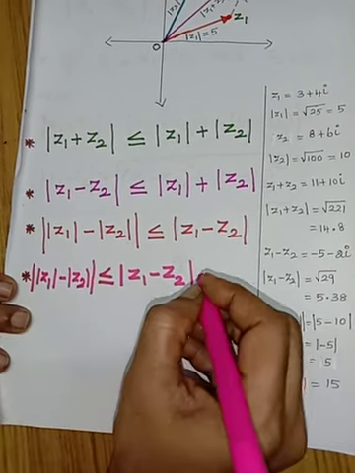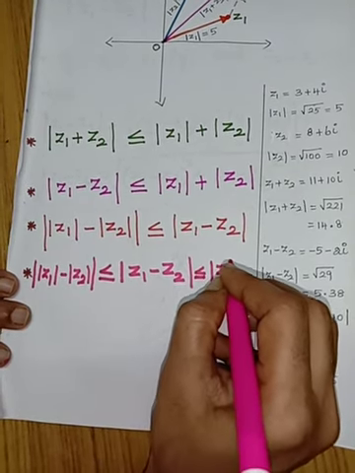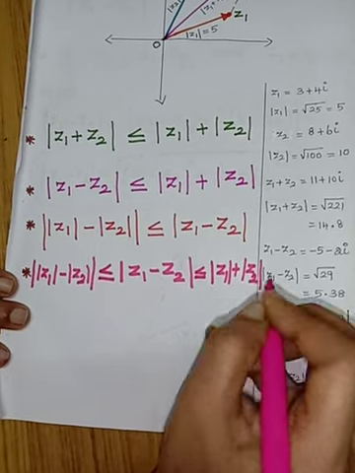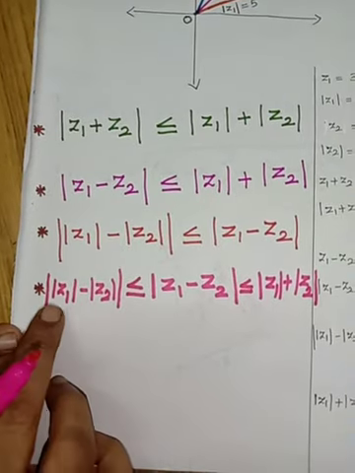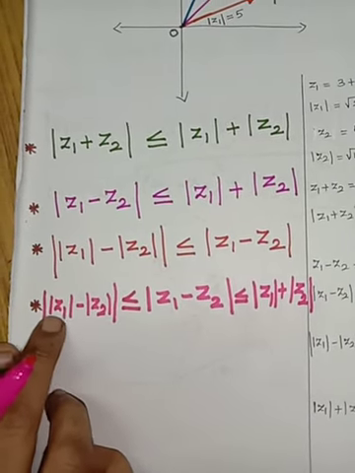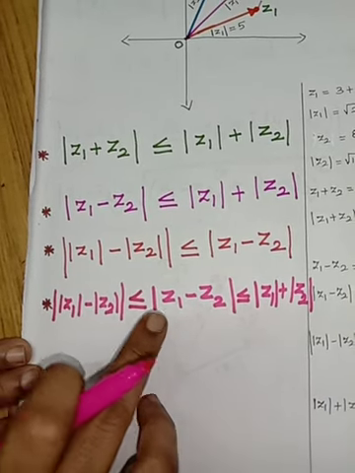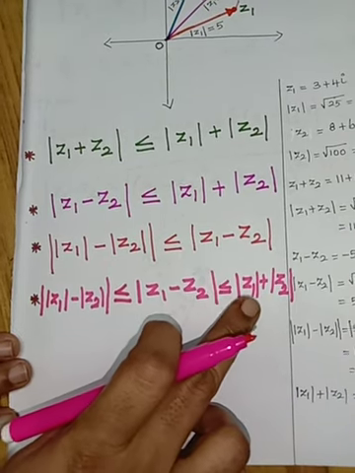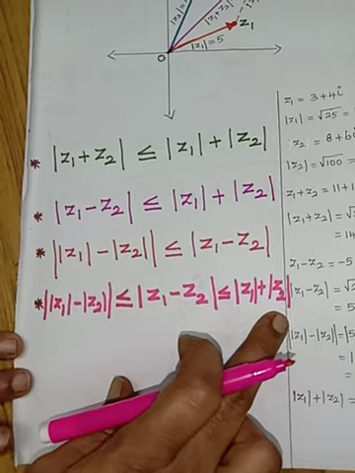Okay, which is less than or equal to modulus of z1 plus modulus of z2. This is a very, very important result. Okay, you see that the modulus of z1 minus modulus of z2 is less than or equal to modulus of z1 minus z2, which is less than or equal to modulus of z1 plus modulus of z2.